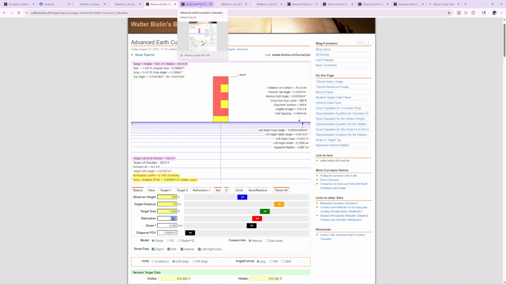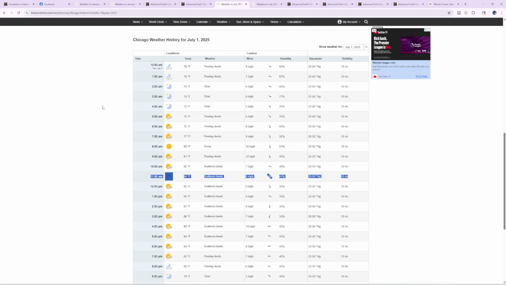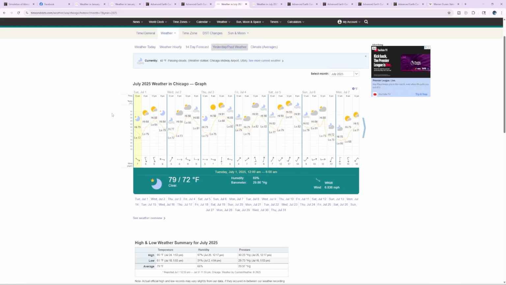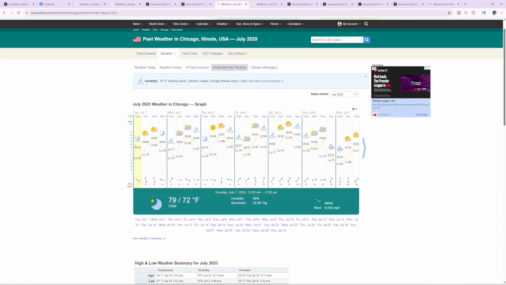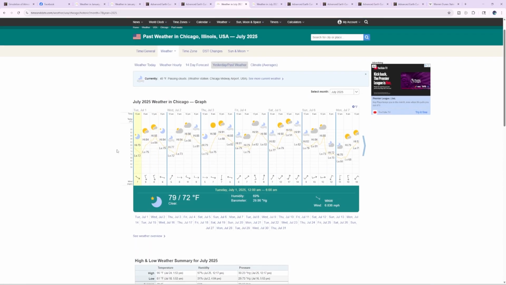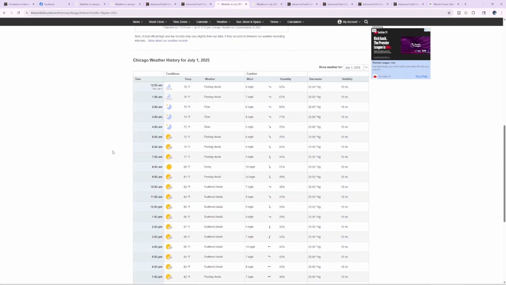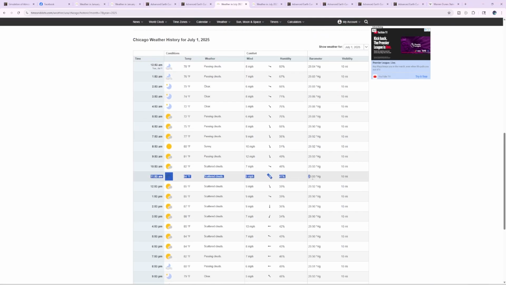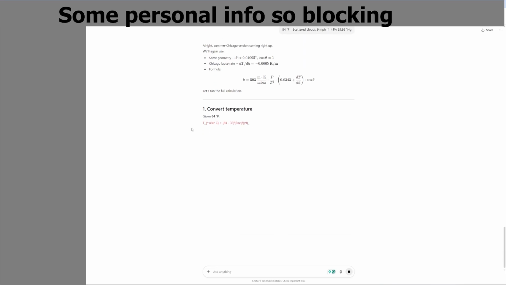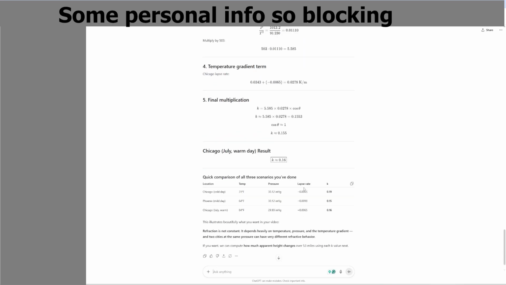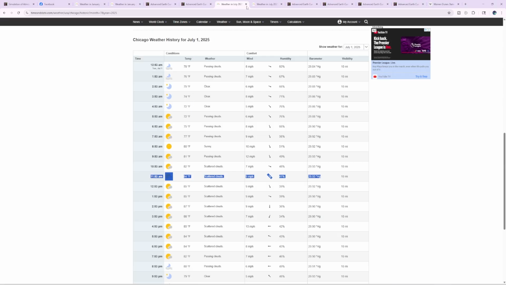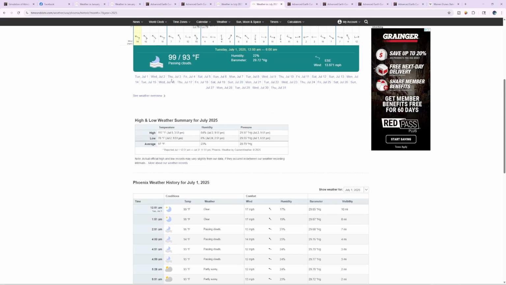But that was winter. That might be different. So let's check the summer. We're going to do July this time. July 2025. Same thing. This is Chicago. We're going to go as close to noon as we can. So we plugged in that data. We'll let it do its thing. Grab that number quickly. It's giving it to us as a table here. So I'm just going to grab Phoenix in July.